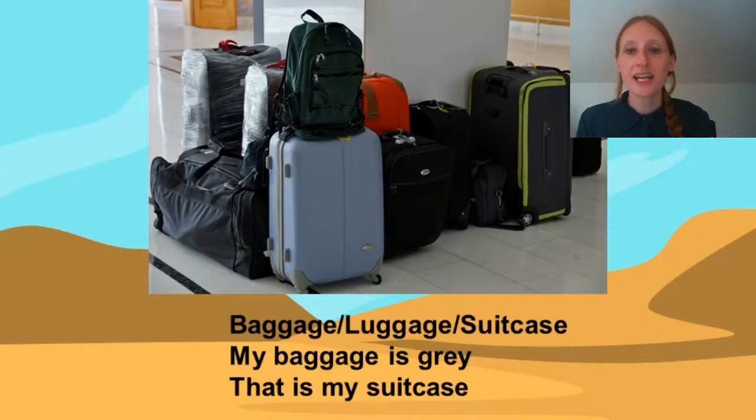So let's talk about baggage, luggage, and suitcase. Commonly in America, we use the word suitcase, but there are a couple of different variants. Some people call it baggage, some people call it luggage. Just being aware of the different names can help you better find your bags when you get to your destination. For example, if they lose your luggage, which has happened to me a lot, you can tell them, my baggage is gray, or you can say, that is my suitcase.